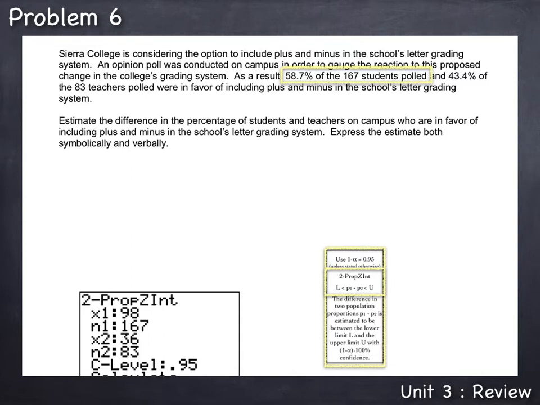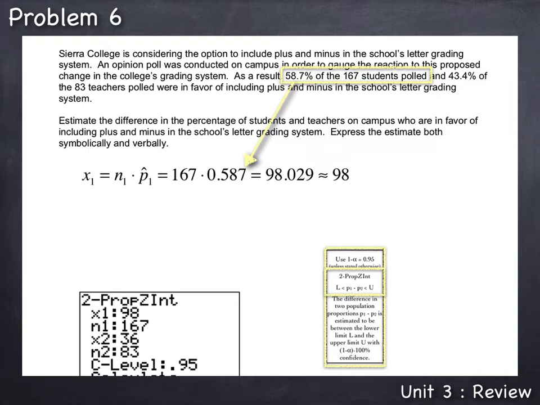To calculate x, the actual number of students who are in favor of the plus or minus grading system, when all we're given is the percentage and the total sample size, we merely find x1 by multiplying n1 times p1 hat. So x1, the number of students in the sample who are in favor, is calculated by taking n1, the total number of students, which was 167, and multiplying it by p1 hat, the proportion, or 58.7%.